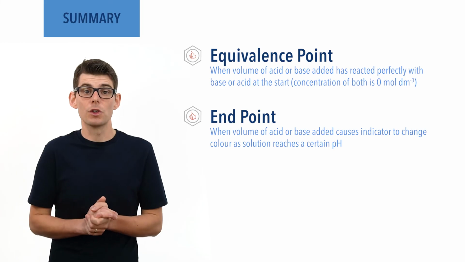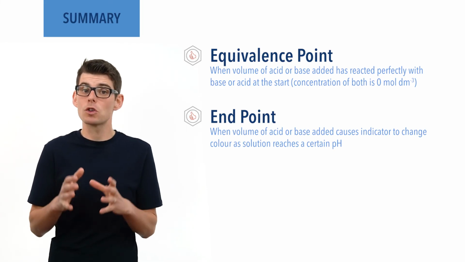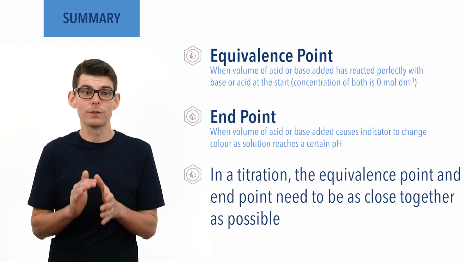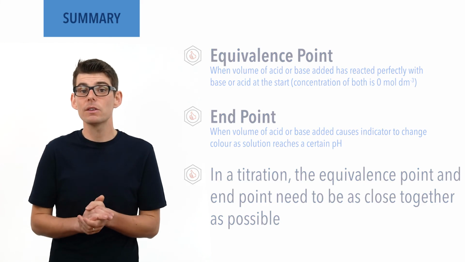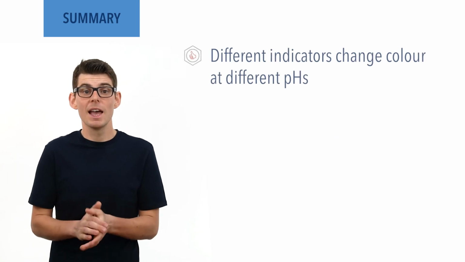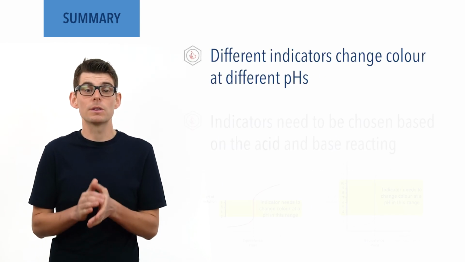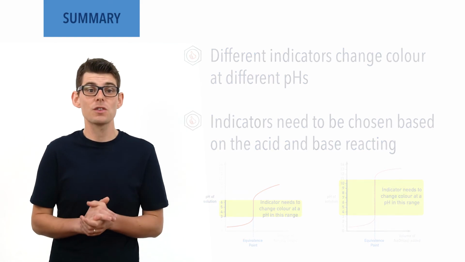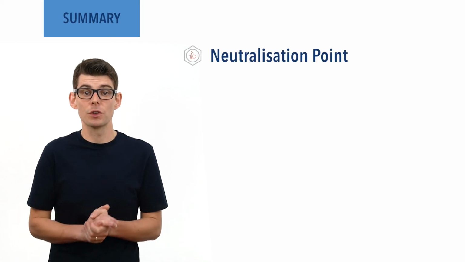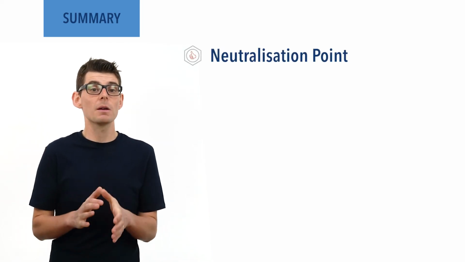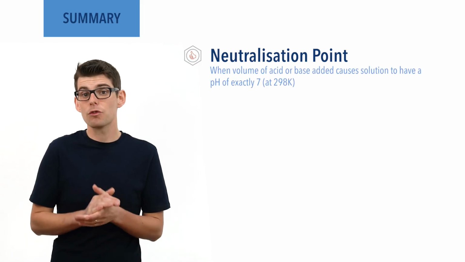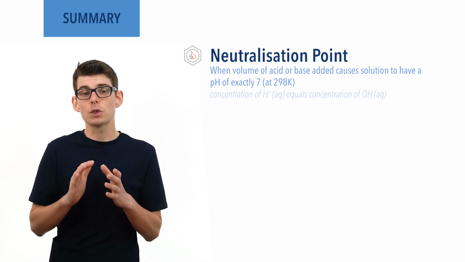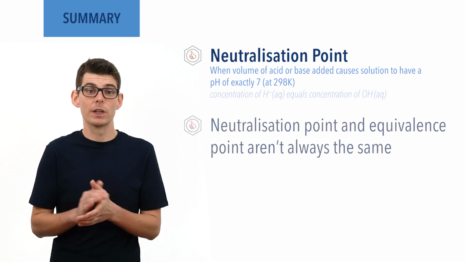When carrying out a titration, the equivalence point and endpoint should be as close together as possible. They are, however, completely different things. Different indicators change colours at different pHs, and different indicators need to be used depending on the acid and base being used in a titration. Neutralization point refers to the point in a titration when the pH of the solution becomes exactly 7, and the concentration of H+ and OH- ions are the same. This isn't always the same as the equivalence point in a titration.